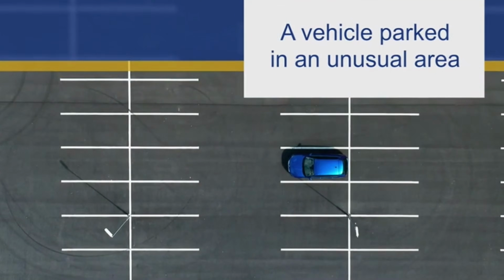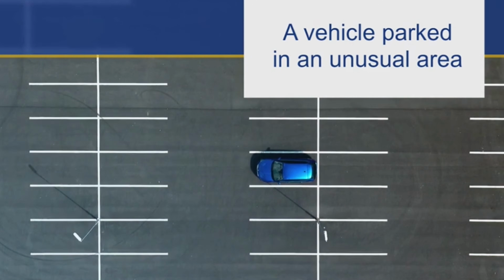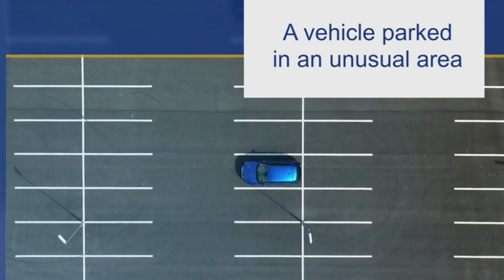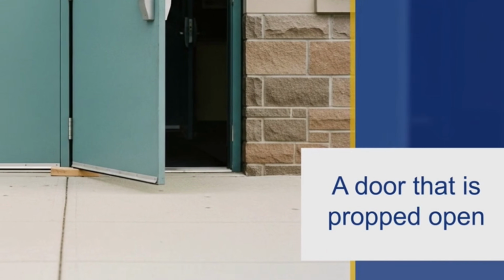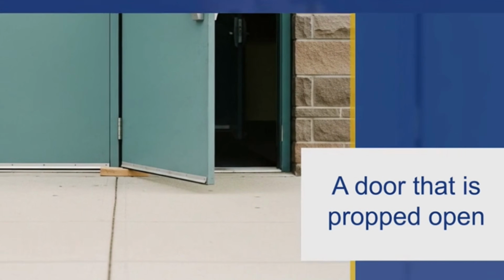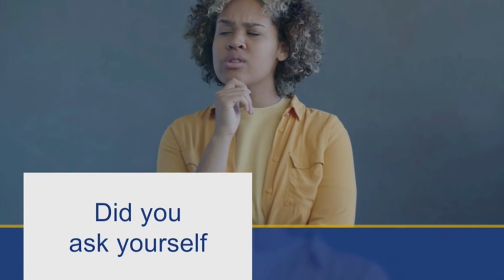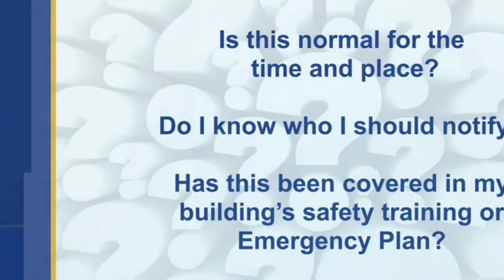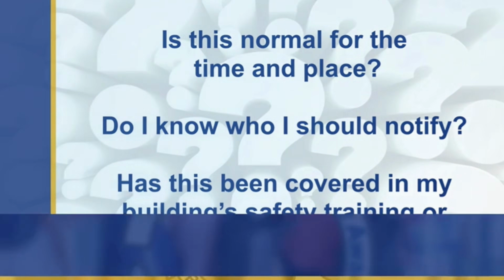You see a vehicle parked in an unusual area with its engine running. You see a door that is propped open. As you were thinking about each scenario, did you ask yourself, is this normal for the time and place? Do I know who I should notify? Has this been covered in my building's safety training or emergency plan?